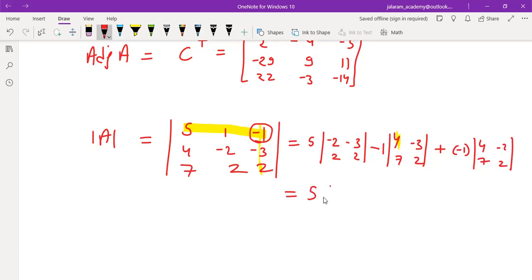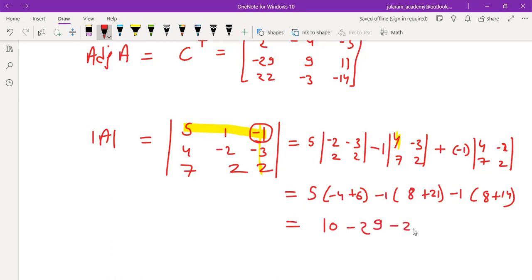Then find its value. 5 into minus 4 plus 6, minus 1 into 8 plus 21, minus 1 into 8 plus 14, which is 10 minus 29 minus 22, that is 10 minus 51, it is minus 41. So determinant of A is minus 41. Check it once whether it is correct or not. So we will do the further.